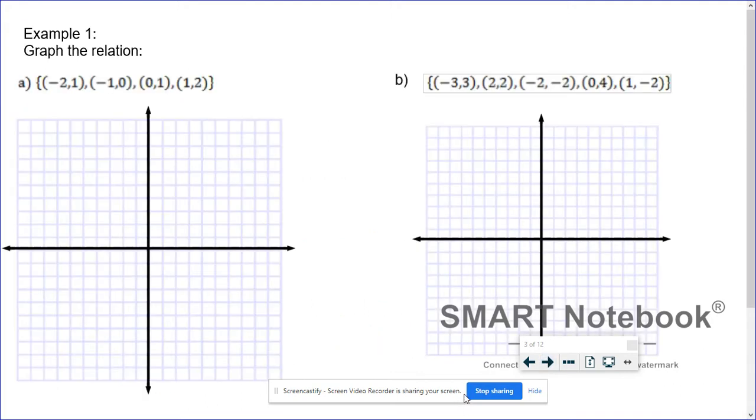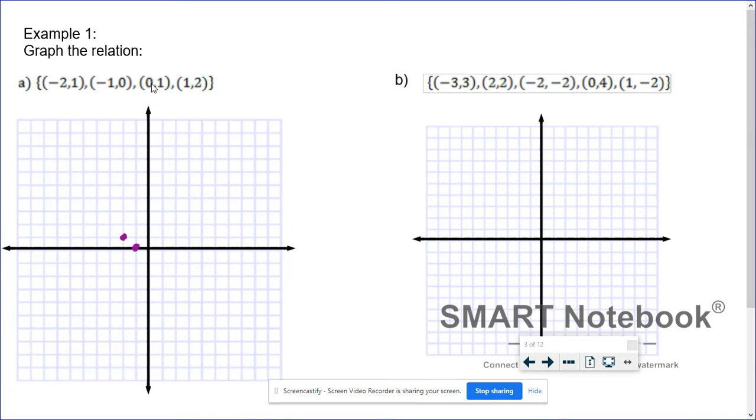All right. So the next step would be then to take that collection of ordered pairs and graph them. Only thing you got to remember is the first number is your x coordinate, your second number is your y coordinate. The x coordinate is going to tell you whether to go left or right, whether it's positive or negative, negative left, positive right. The second number y, positive up, negative down. So negative 2, 1 would be left 2, up 1. Negative 1, 0 is left 1, and then no y movement at all.